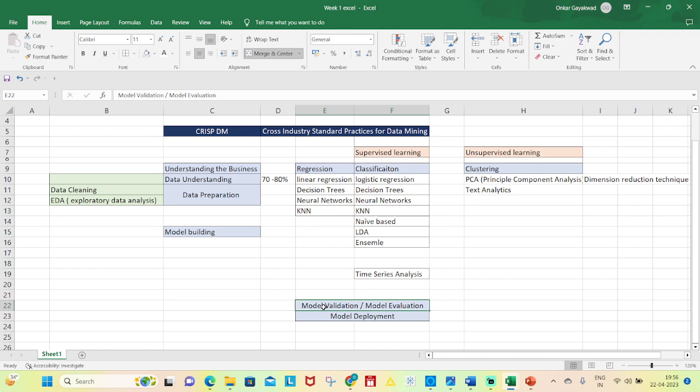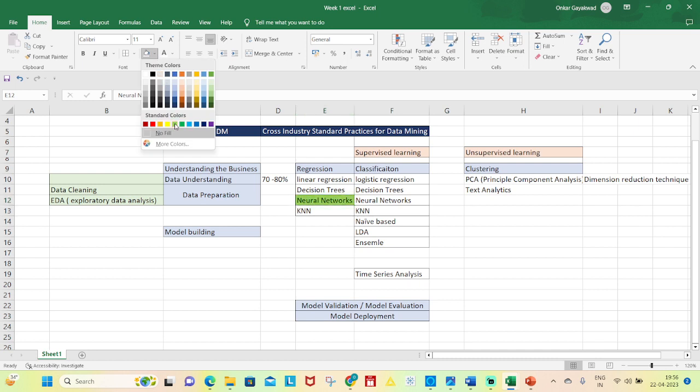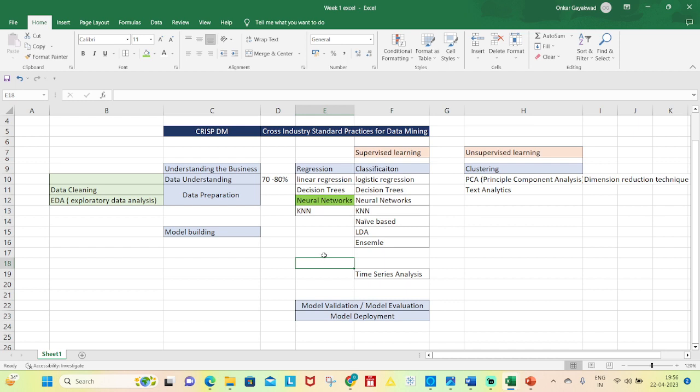After the model is evaluated and you have come to a decision that this is the particular model that I would want to use, I would want to recommend to my client, then we do model deployment. However, model deployment is not the job of a data scientist. Some organizations do involve data scientists in model deployment.